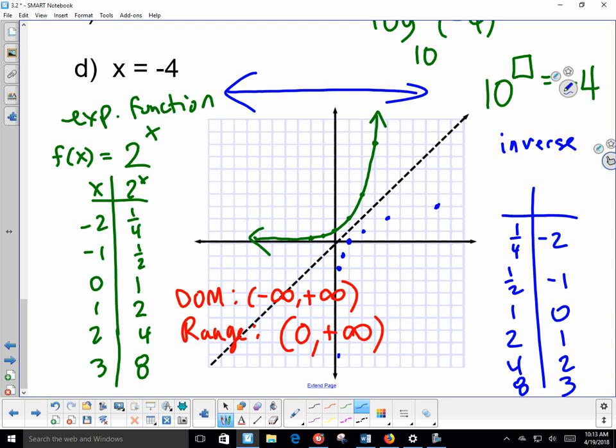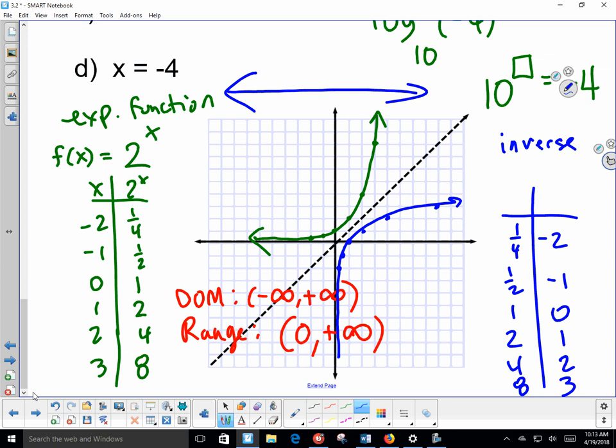So this graph is going to be kind of hugging the y-axis, and then it's going to kind of go like this. It doesn't have a horizontal asymptote. It's going to keep rising, right? It's not leveling off, but it's just kind of rising slower and slower as it goes on. Okay, so this is our inverse function.